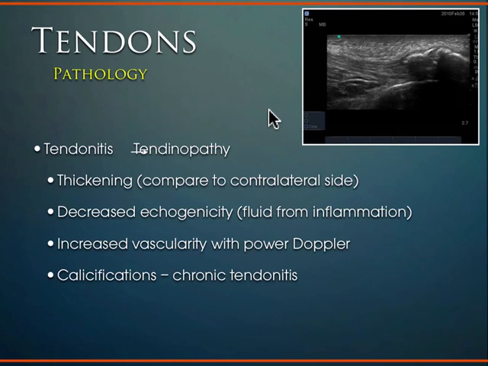There's going to be thickness. There's going to be changes in the echogenicity in the tendon itself. And I mentioned earlier, in terms of power Doppler, with tendinopathy or chronic tendon problems, there tends to be new vessel formation, which we call neovascularization, in the tendon. So you put that power Doppler on, you can see some of that neovascularization that is specific to that area of pathology as opposed to the rest of the tendon.